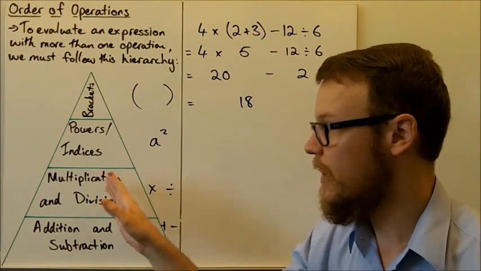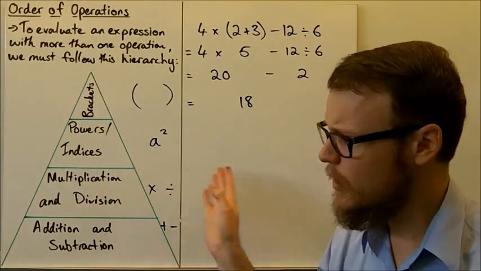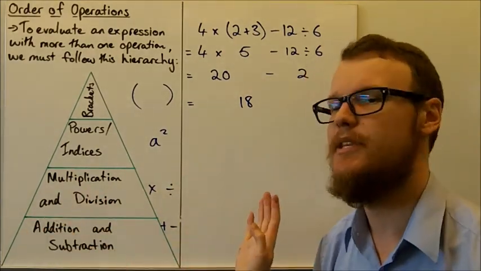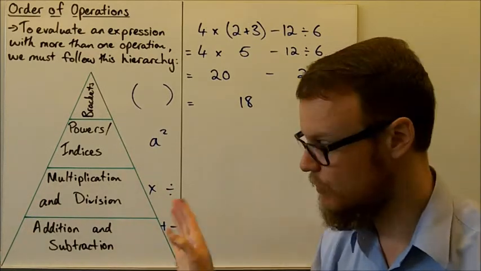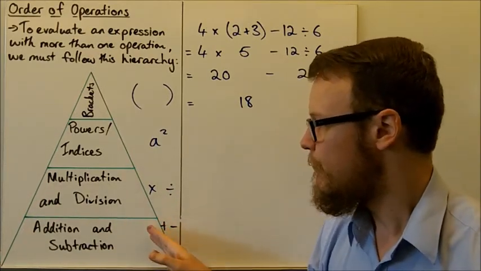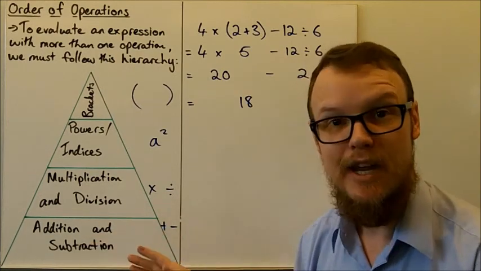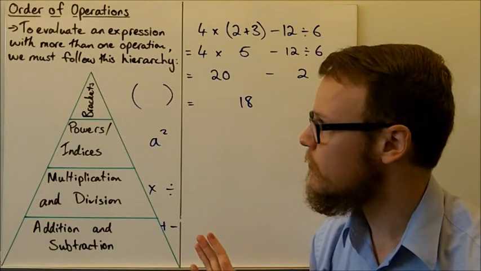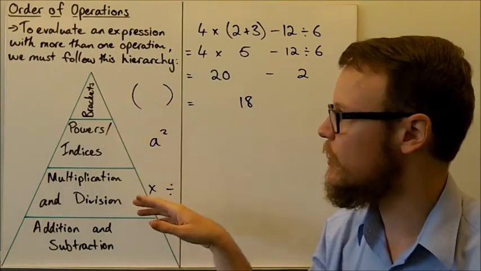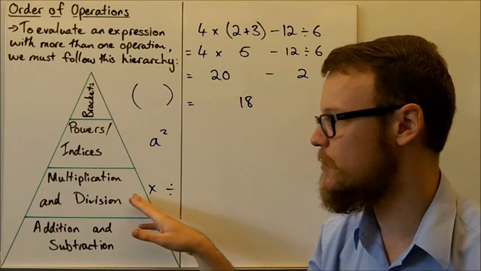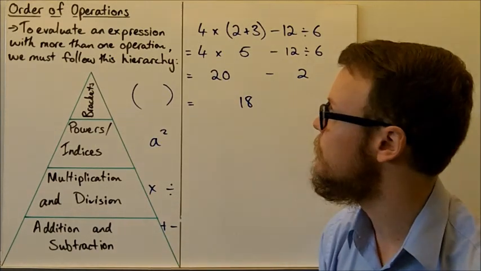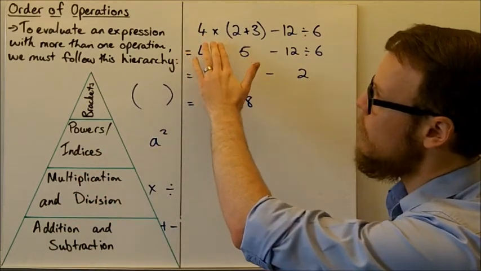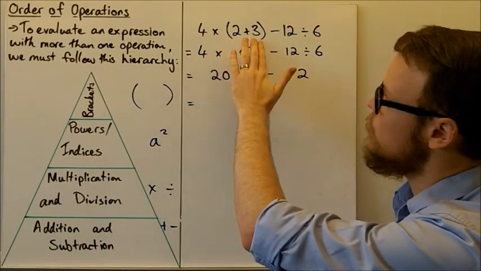Next, we look at any multiplication and division. Any multiplication or division that exists in that number sentence, we do from left to right, just like you'd read a book. And then finally, we look at any addition and subtraction that needs to occur. Once again, we do it from left to right. So we start with brackets, then look at any powers or indices, then multiplication and division, then addition and subtraction.